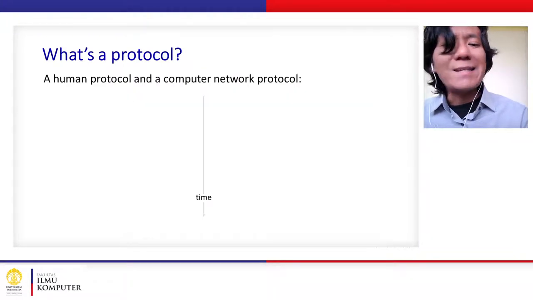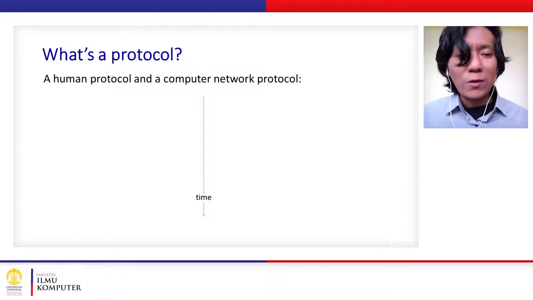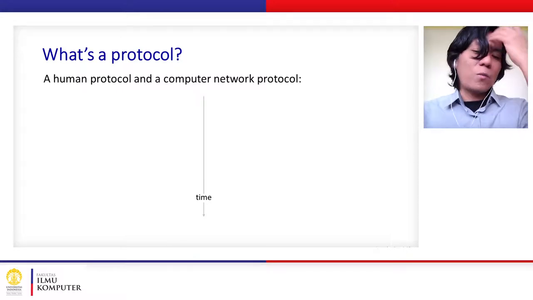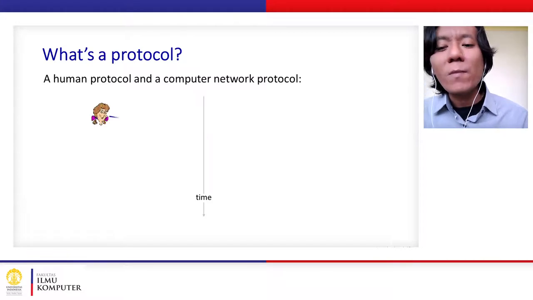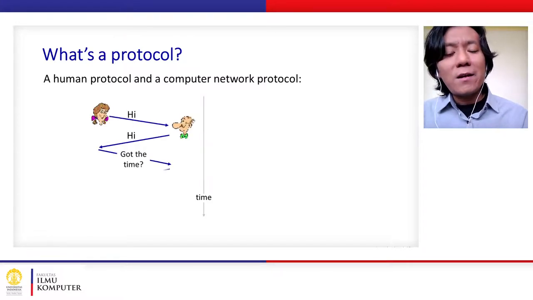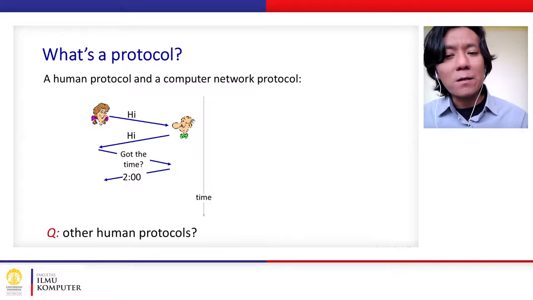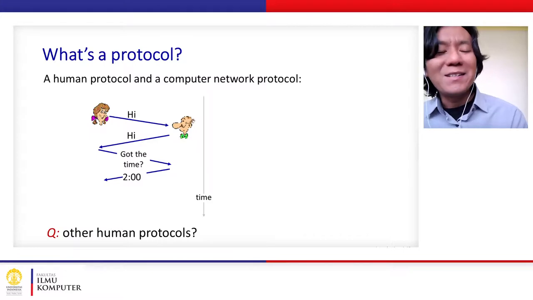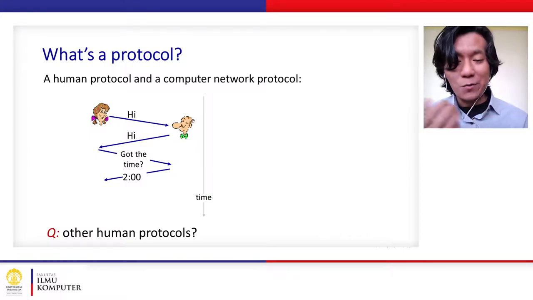Now let's see a simple diagram of how humans communicate using a kind of protocol, and also how computer networks communicate with each other using a set of protocols. For example, two people want to ask the time. The first girl says hi, and the boy says hi. Got the time? It's 2:00. What other human protocols can you think of?